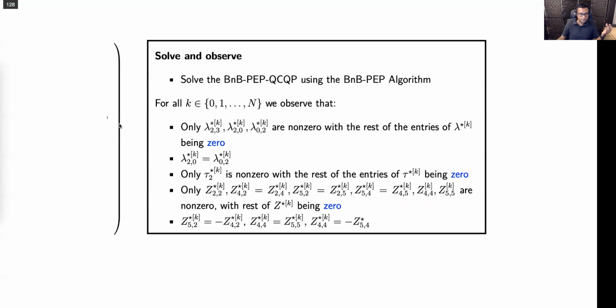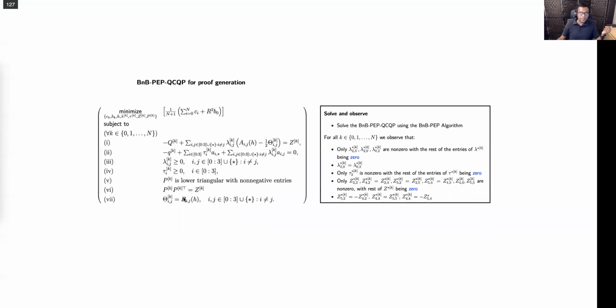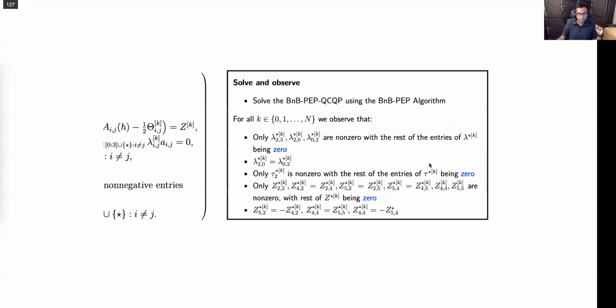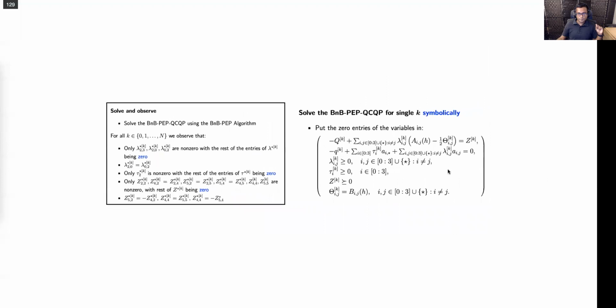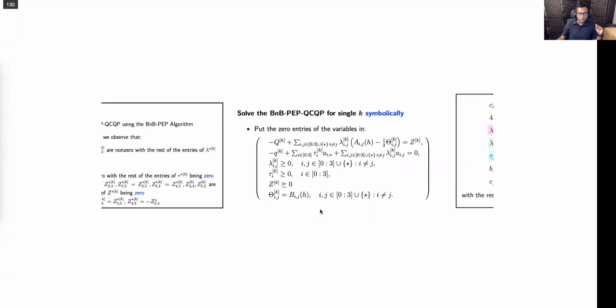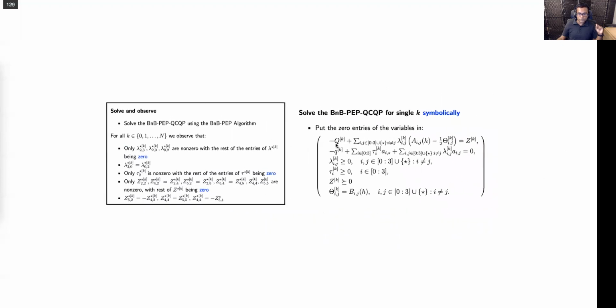If we go back to the BnB-PEP QCQP, the same constraints are repeated over and over, right? So we actually focus on one single k. And once we do that, it looks of this format, right? And we put those 0 entries in this single k constraints.